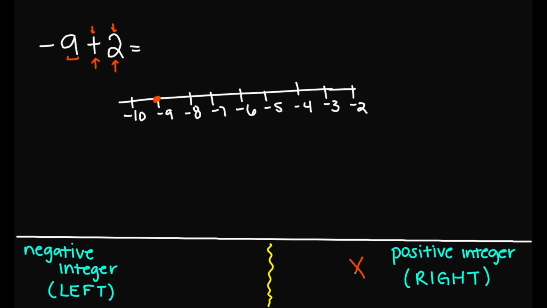And since I am adding a positive integer, then I know I need to move to the right 2. So I'm at my -9. I'm going to do 1, 2, and it puts us right here at my -7. So -9 plus 2 is going to equal -7.